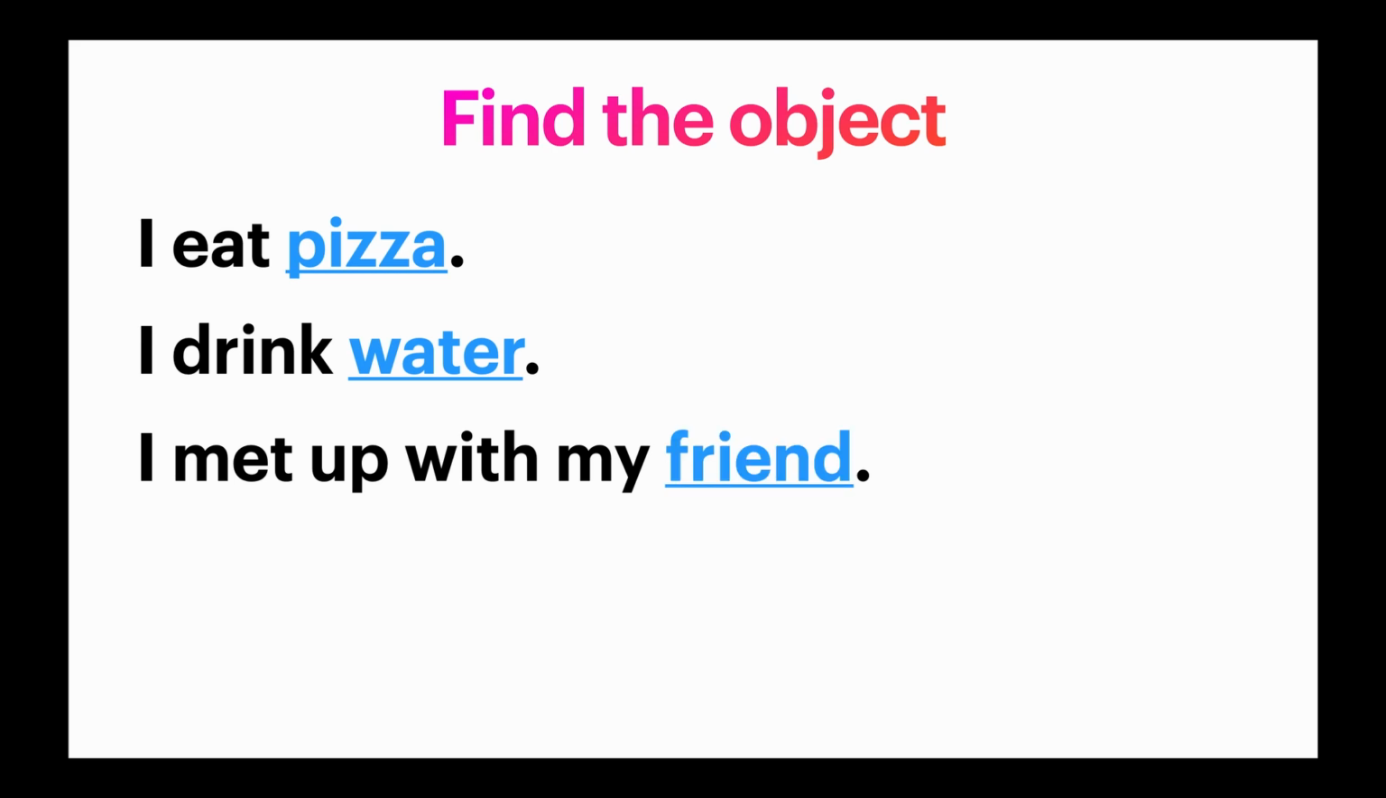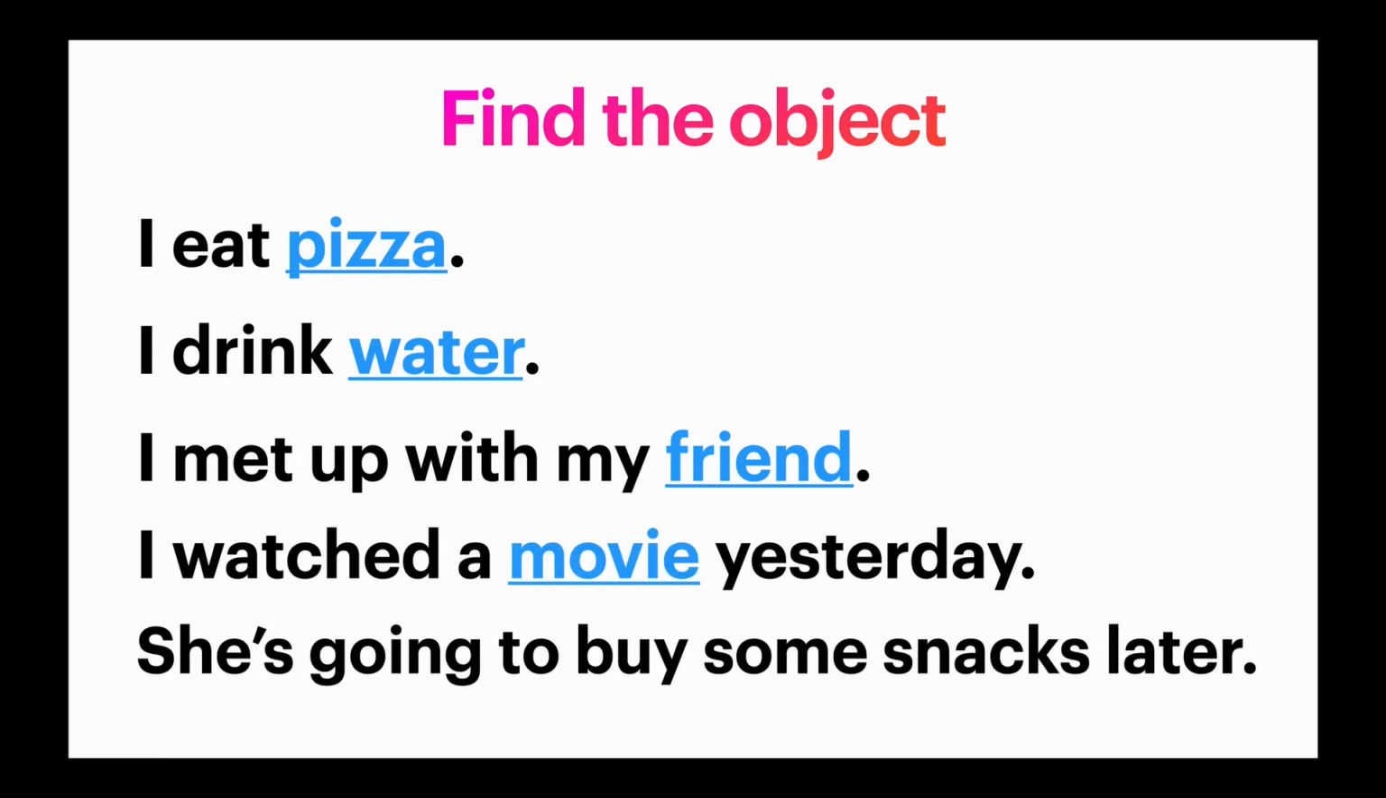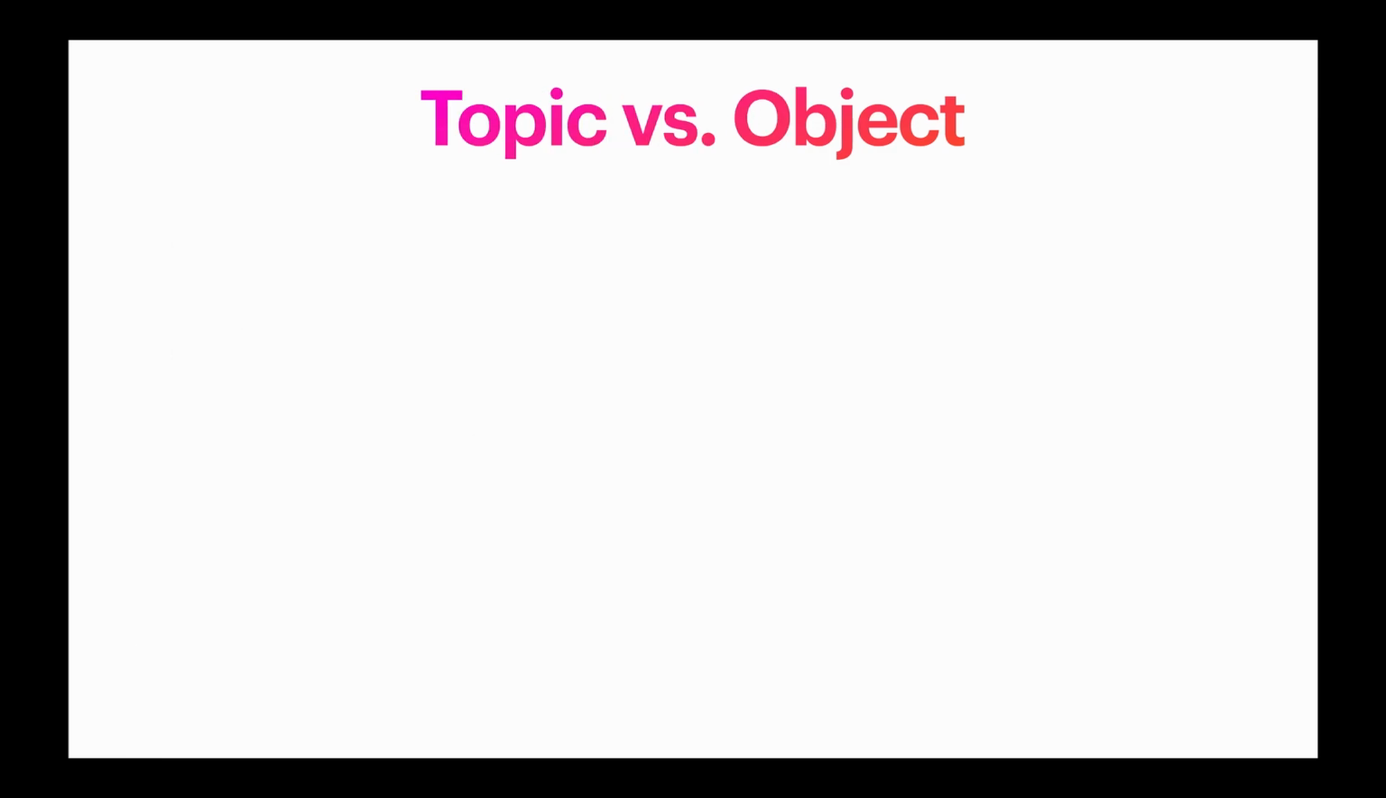Friend. Friend is the thing that I met up with. I watched a movie yesterday. What did I watch yesterday? A movie. She's going to buy some snacks later. What is she going to buy later? Some snacks. So back to the topic versus object, I eat pizza.